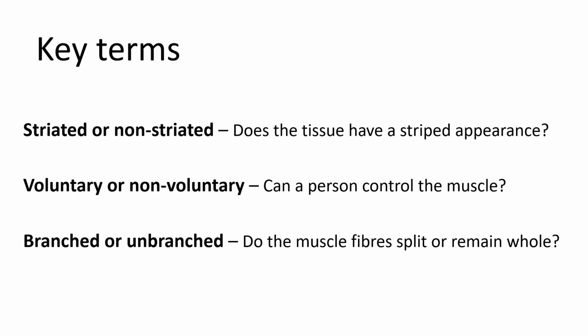Finally, muscle fibers may branch, or they may stay as a complete unit. When muscle fibers split and connect to other muscle fibers, they are considered branched. If muscle fibers instead remain whole and represent a long cylinder, they're considered unbranched.